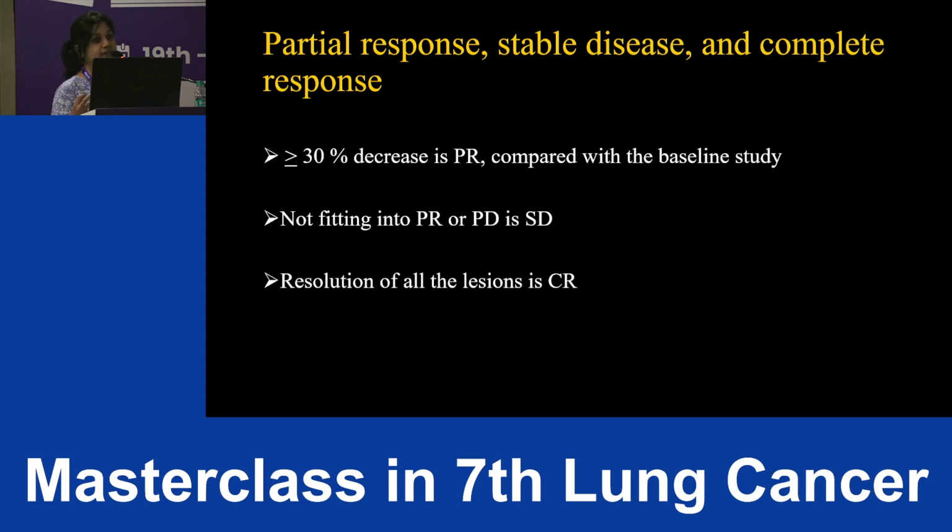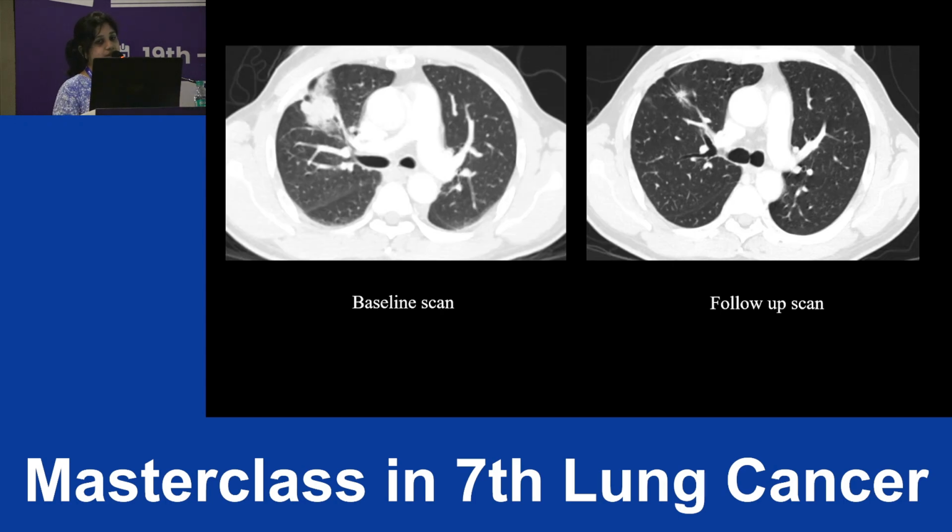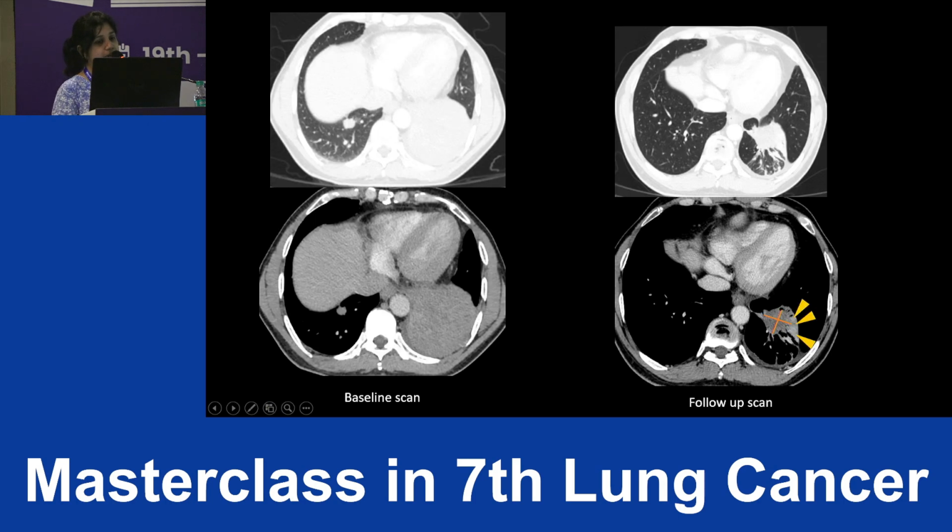We saw the progressive disease has to be compared with the sum of the smallest dimension of the study, whichever it is, be it baseline, interim, immediately prior, whatever. But the partial response has to be compared with the baseline study, and more than or equal to 30% decrease qualifies for partial response. Nothing which is fitting into progressive disease or a partial response is stable disease, and resolution of all the lesions is complete response. So here you can see baseline scans, there is more than 30% decrease in the right upper lobe lesion, so this qualifies for partial response.